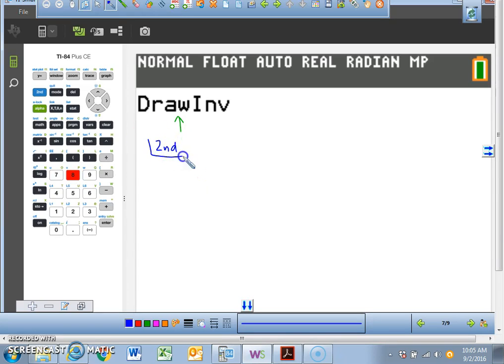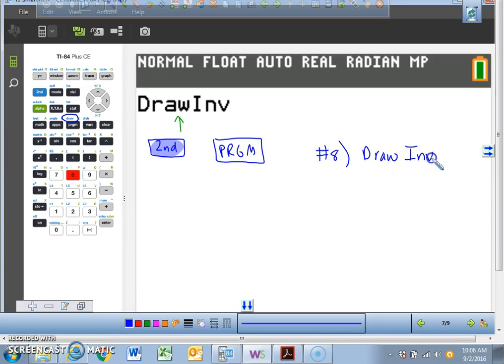You hit the second button, which is the blue button, right? You hit the program button. I think it's PRGM. You see where it says program right here. And what's the word above program? Draw. So second program, and then number 8 on that screen is the words draw INV, which is short for draw inverse. Now don't press enter, just keep it right there. So just draw inverse, leave it like that. So far so good? Okay.